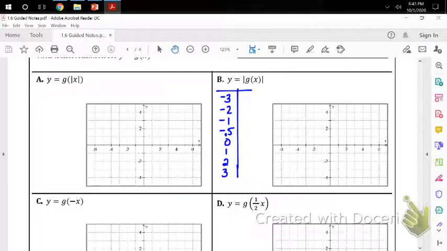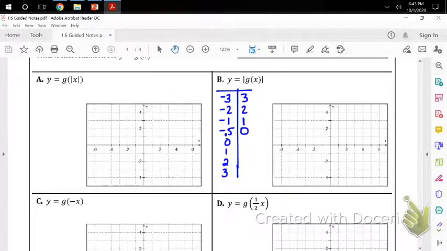So when I'm looking at my y's, the first one there's negative 3. The absolute value of that is positive 3. Next one was negative 2. The absolute value of that is positive 2. The next one was negative 1. The absolute value of negative 1 is 1. The next one was 0. The absolute value of 0 is 0.